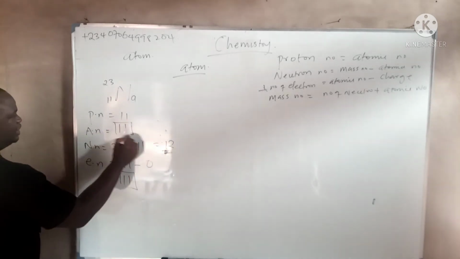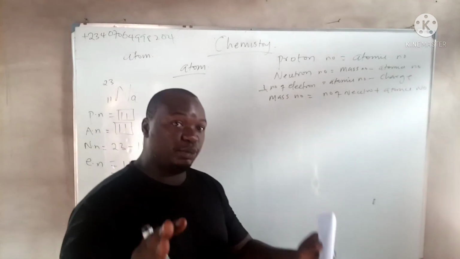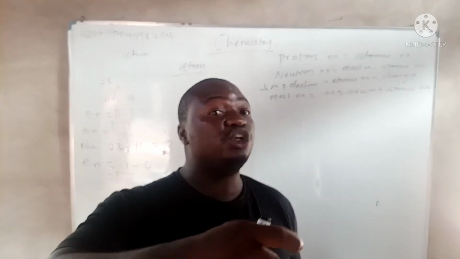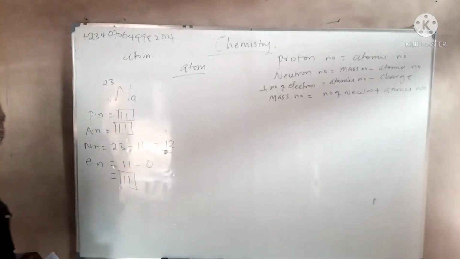Now, look at the board, please. In the video, I told you that the number of protons, or the atomic number, in an atom must be equal to the number of electrons. Now, look at this place. Look at this place very well.